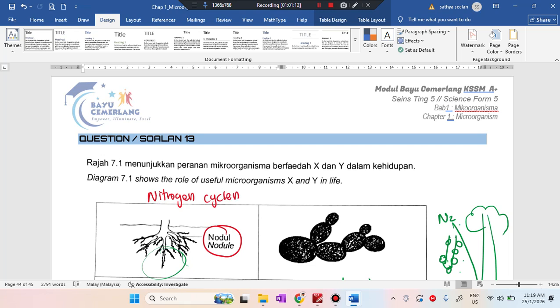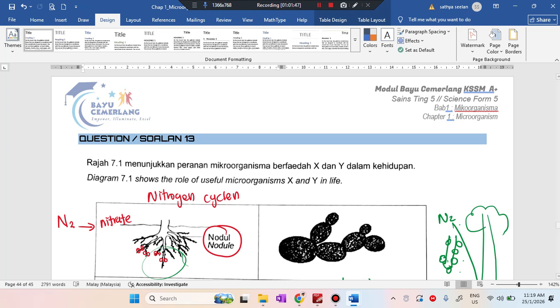Okay, this is what we call a nodule. Inside the nodule got bacteria, you know. That bacteria uses the nitrogen in the atmosphere and then turns it into nitrate. Nitrate is fertiliser for the plants. Nitrate is what the roots consume so that the plant grows healthy.